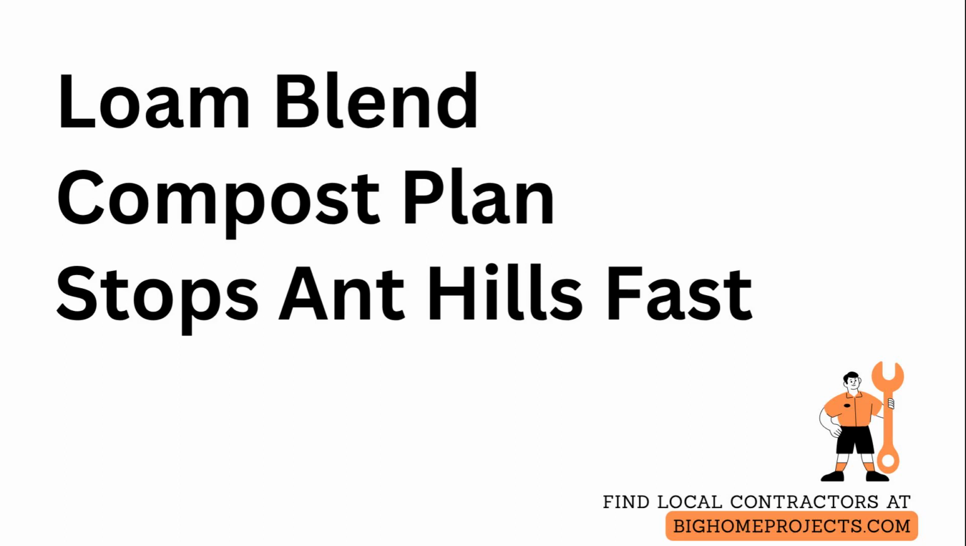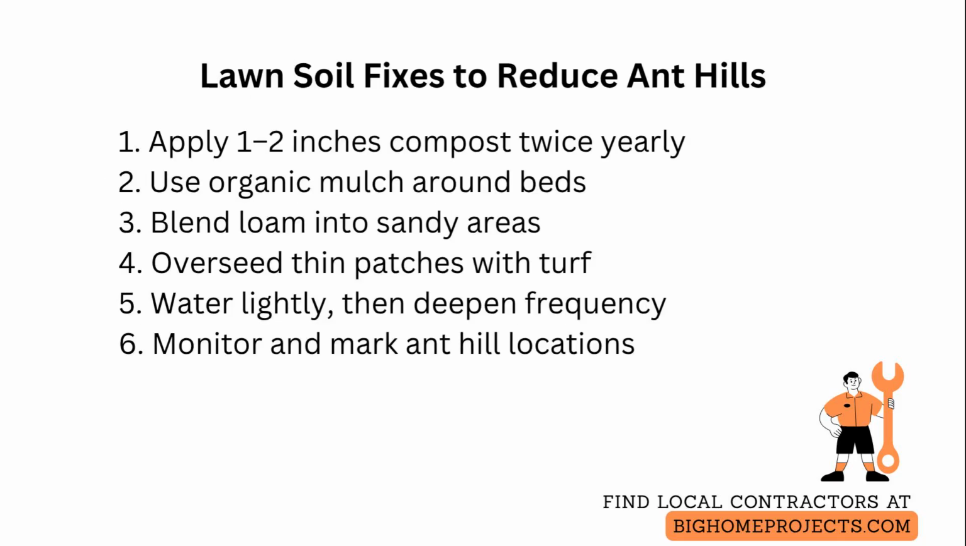Improving soil quality reduces the recurrence of ant hills by making the lawn less attractive for nesting and by encouraging denser turf that disrupts ant colonization. Ants prefer loose, dry, well-drained soil and sparse vegetation where they can build mounds with minimal disturbance, so the most effective strategy is to change those conditions.